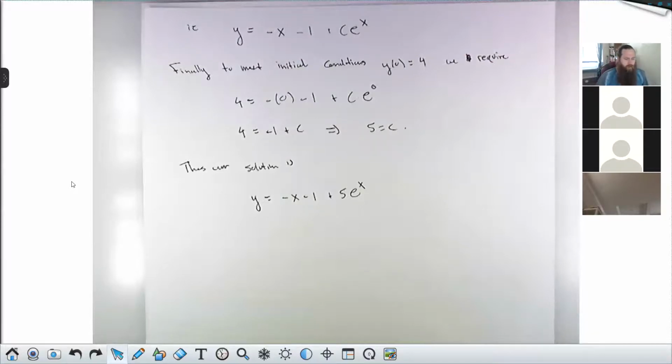I want to introduce one other family of differential equations today before we go. And those are the so-called exact equations. So before I move away from this, any questions on integrating factors or first order linear equations?